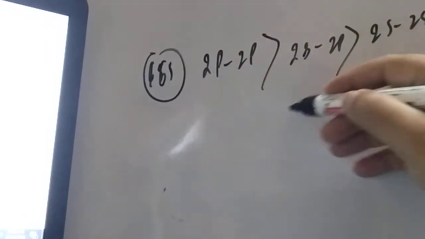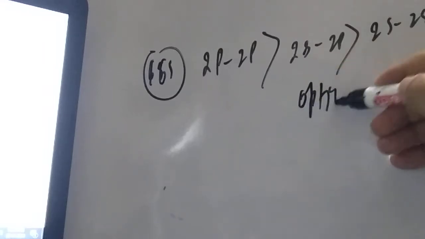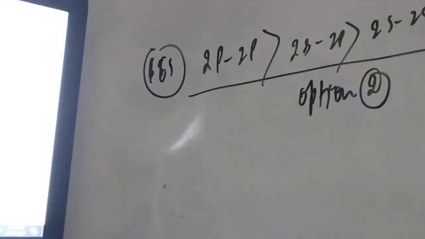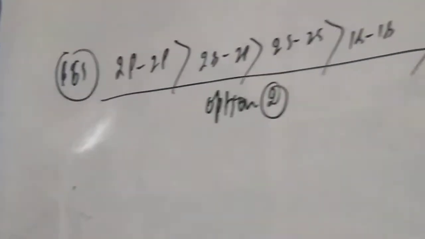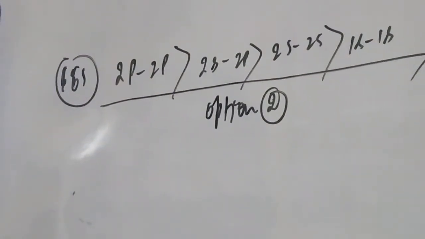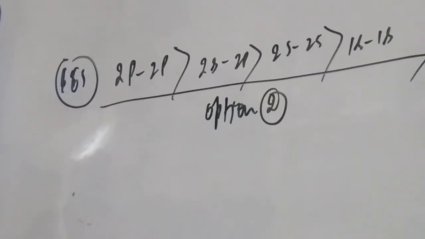So the correct option will be option number 2. So this is our option. That is the highest overlapping, 2p. It will be the strength, proper high strength. Then 2s 2p, then 2s, then 1s.